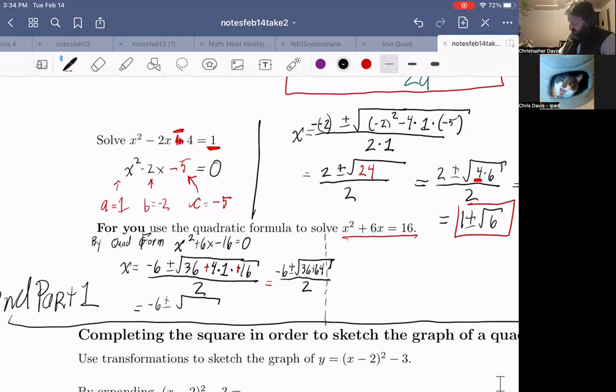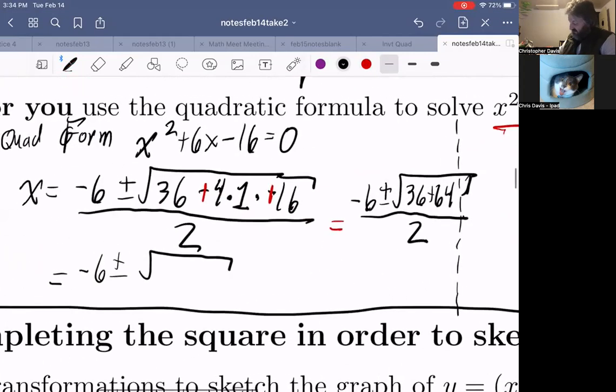All right, so let's try to do this addition. 6 plus 4 is 10. Carry the 1, so you can imagine the 1 there. 3 plus 1 is 4, plus 6 is 10. So negative 6 plus or minus the square root of 100 over 2. Negative 6 plus or minus square root of 100 is 10, all over 2.